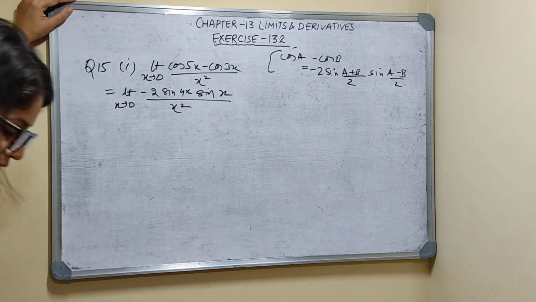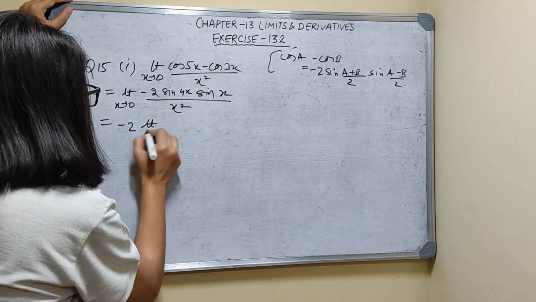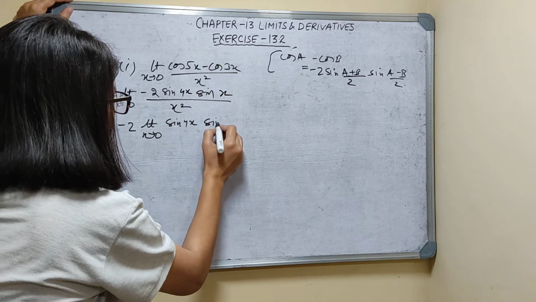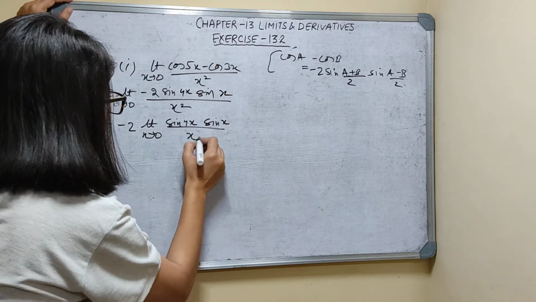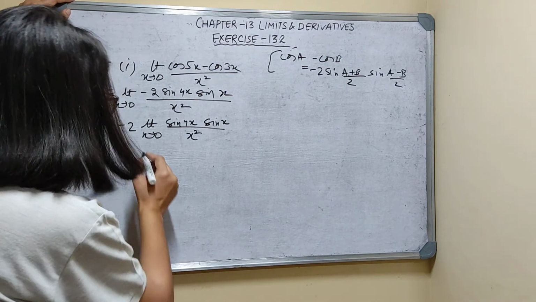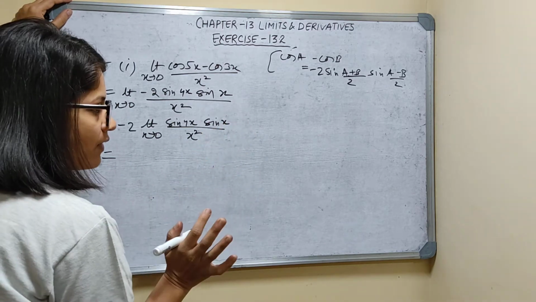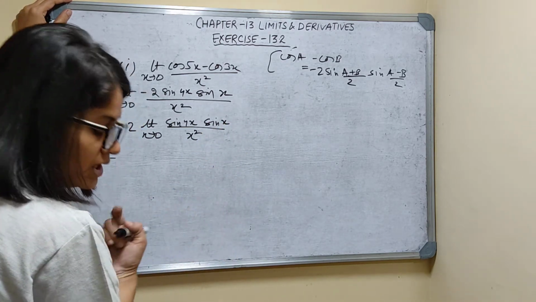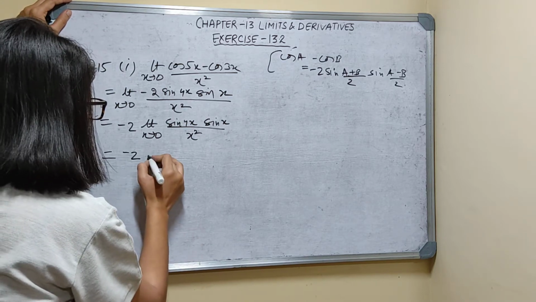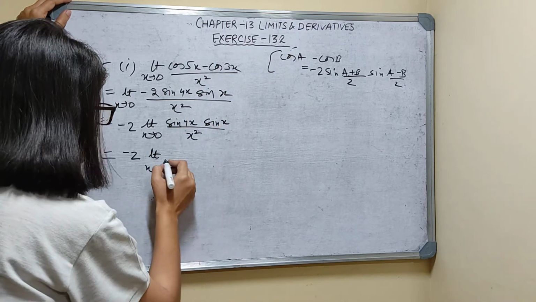Now this sin 4x and sin x, I am writing it separately. Minus 2 will come out. Limit x tends to 0, sin 4x sin x upon x square. Is it clear? So here I will make the formula sin 4x upon 4x, and here I will make the formula sin x upon x. And I know limit x tends to 0 of sin x by x is equal to 1. So I am writing this minus 2, limit x tends to 0, f(x) into g(x).